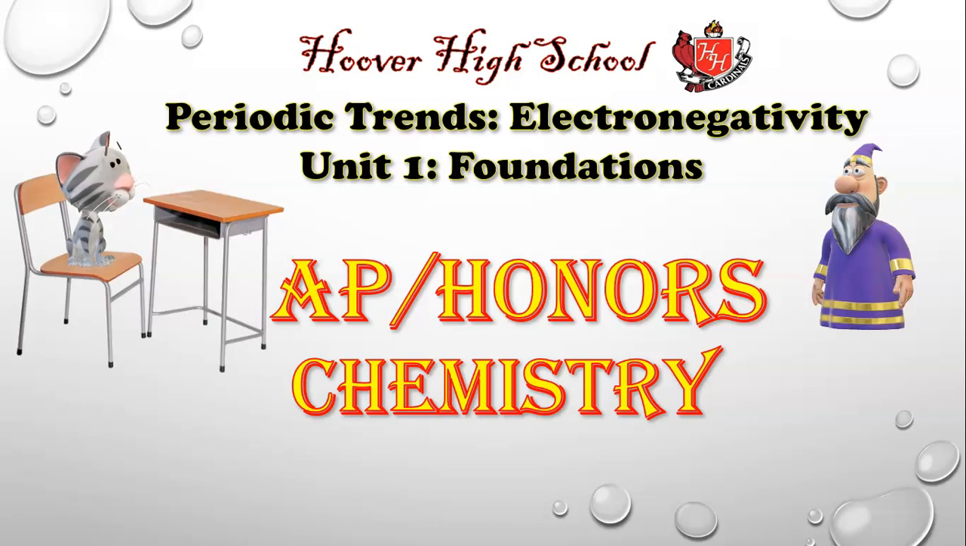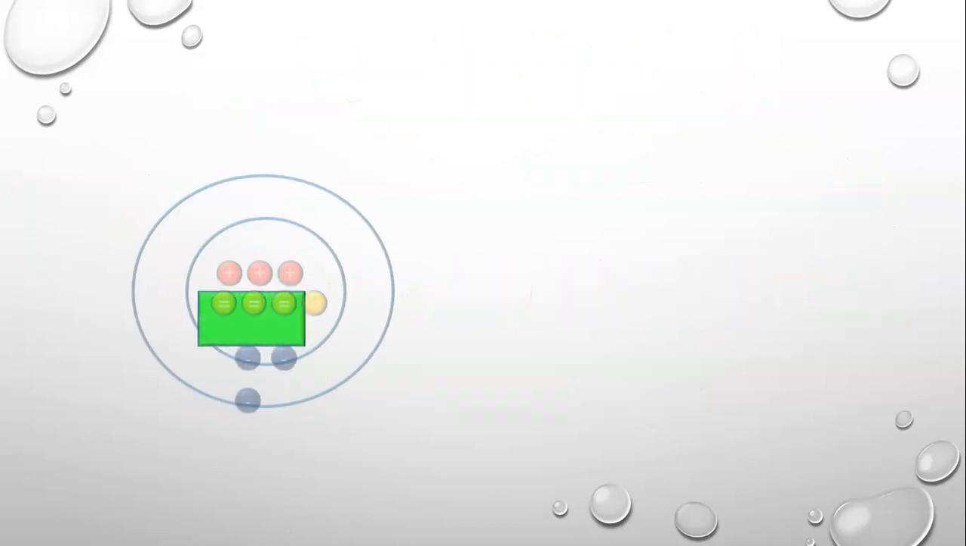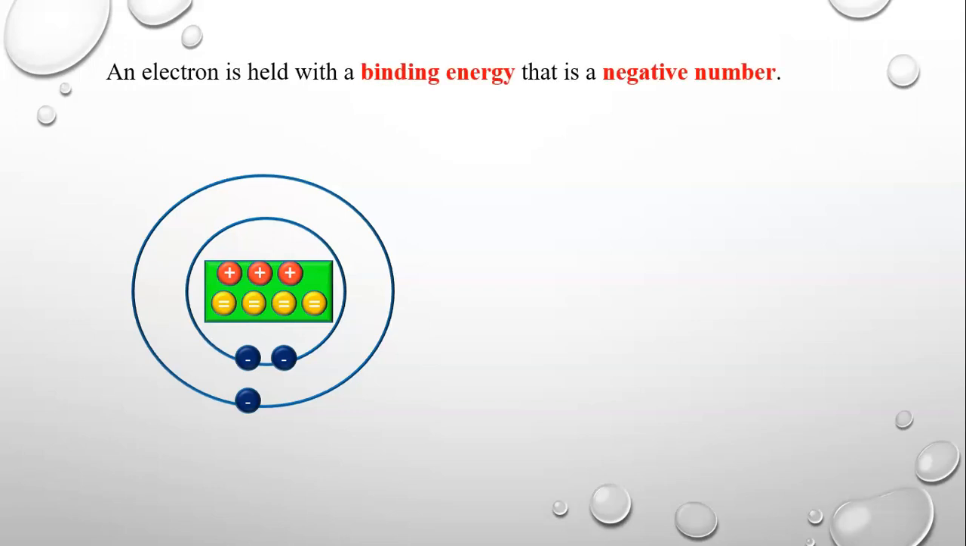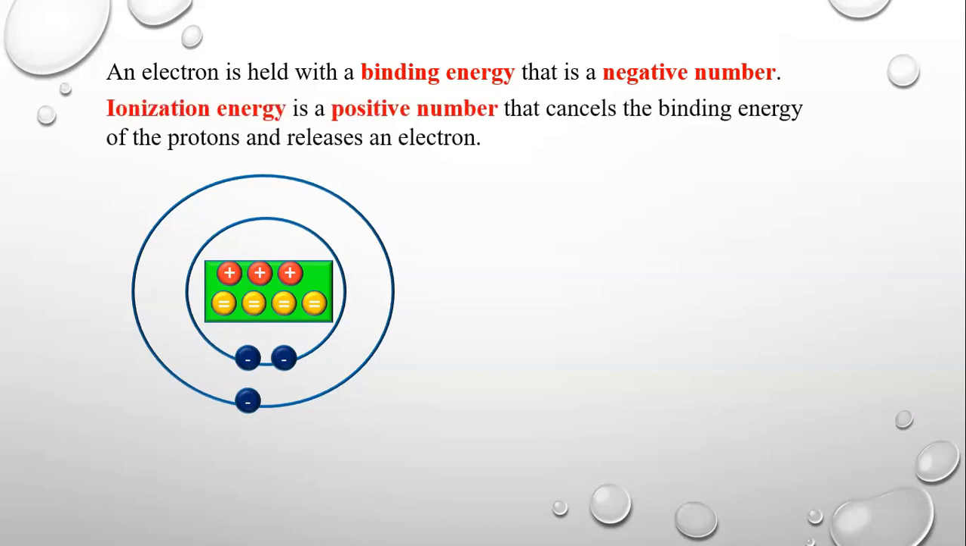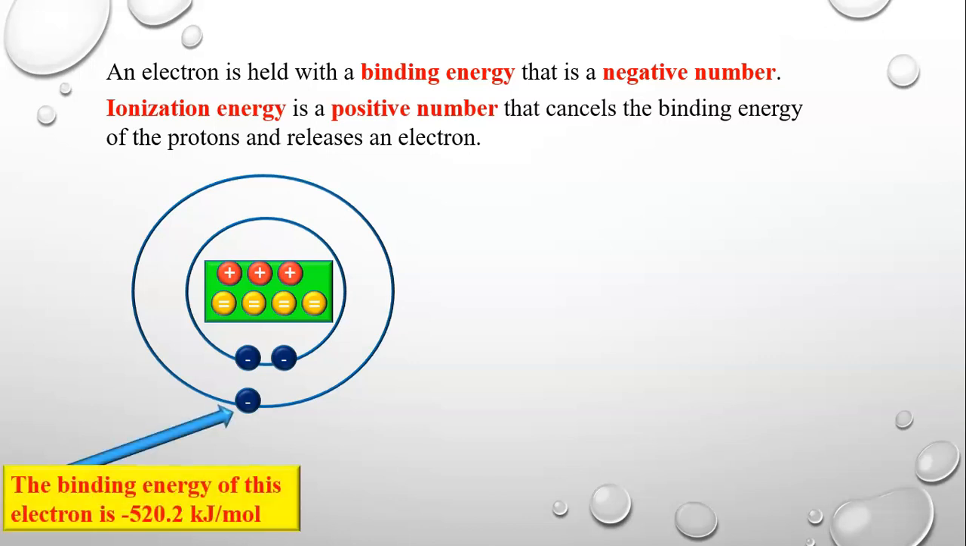Chemistry, we're moving on to our next lesson in periodic trends, and this one deals with the subject of electronegativity. So an electron is held with a binding energy that is a negative number. It's just defined as a negative number. Ionization energy, which we studied in the last lesson, is a positive number that cancels the binding energy. And so the positive cancels out the negative, and that allows the electron to be released from the atom.